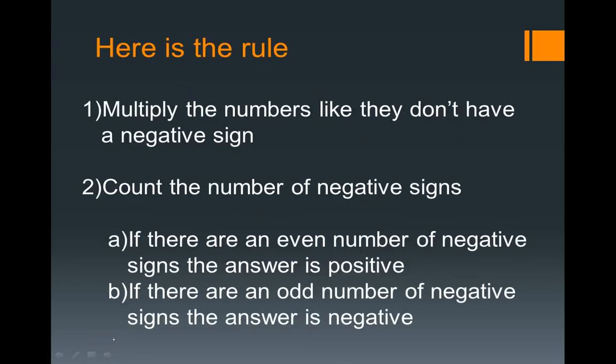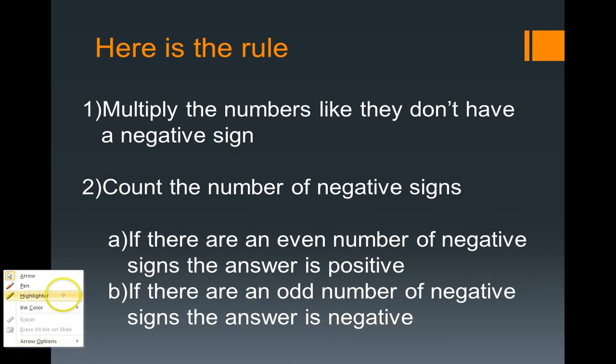So here's the rule for multiplying integers. First, we multiply the numbers like they don't have a negative sign. Then we count the number of negative signs. If there's an even number of negative signs, then the answer is positive. An even number of negative signs equals a positive number. If there's an odd number of negative signs, the answer is negative.